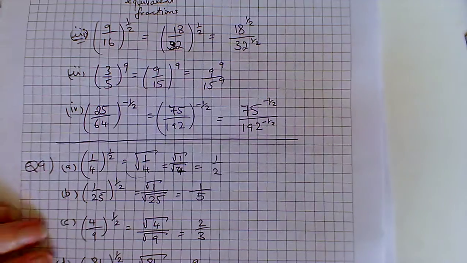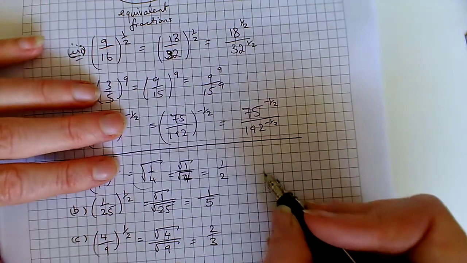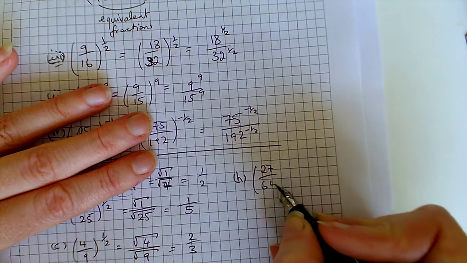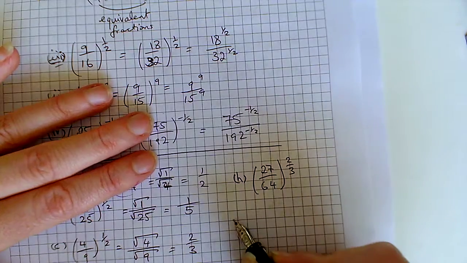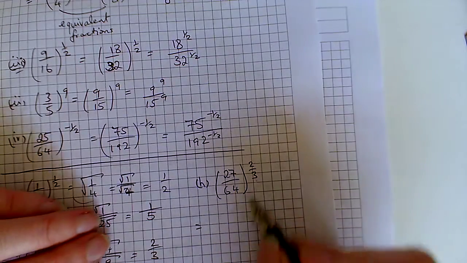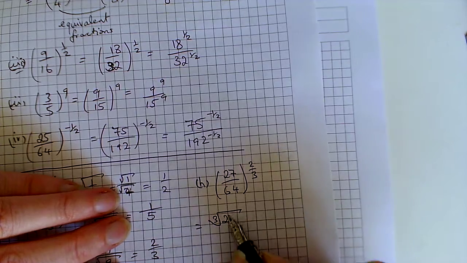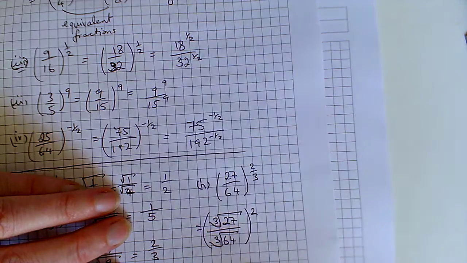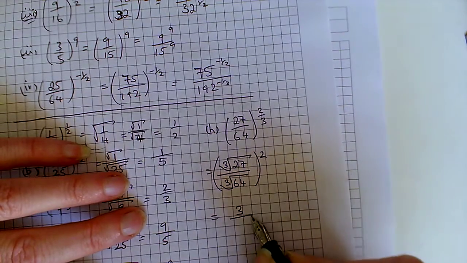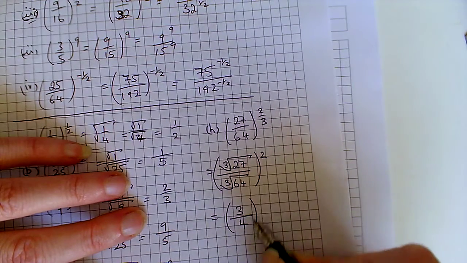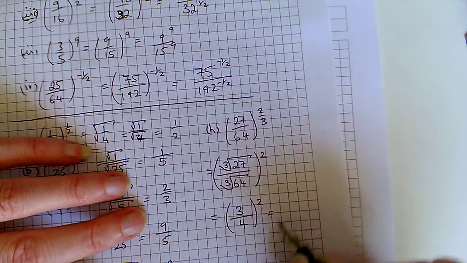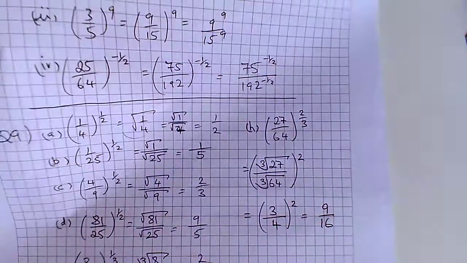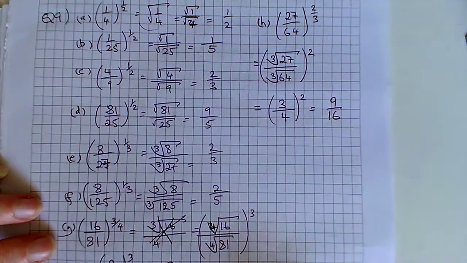Okay, very last part now. H. 27 over 64 to the power of 2/3. So this is going to be, the bottom number is my root, the cube root of 27 over the cube root of 64, and then I will square my answer. Cube root of 27 we should know is 3, the cube root of 64 is 4, and then I square my answer, and the square applies to both parts, so that is 9/16. So those were all the answers to question 9.